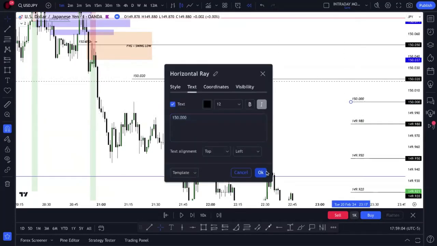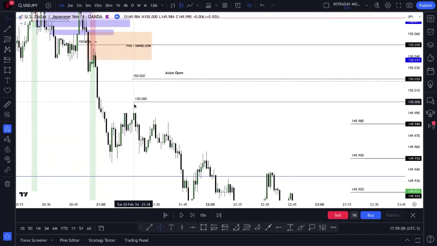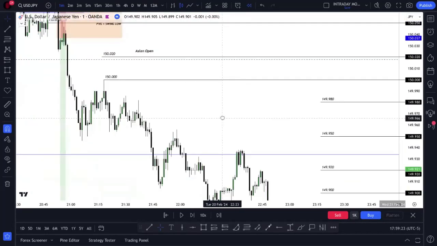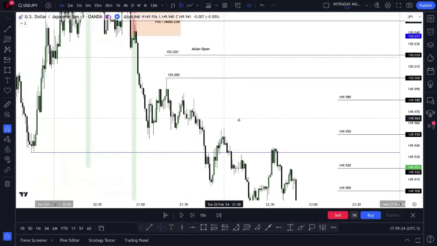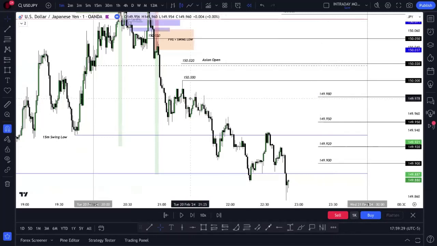150. So this was the major one here. Look right there. Boom, 150 on the pip. That's crazy, man. Look at that. Look at that high. Look when I hover my cursor there. 150. Boom, hits it. Sells off from it immediately. Insane. Insane.